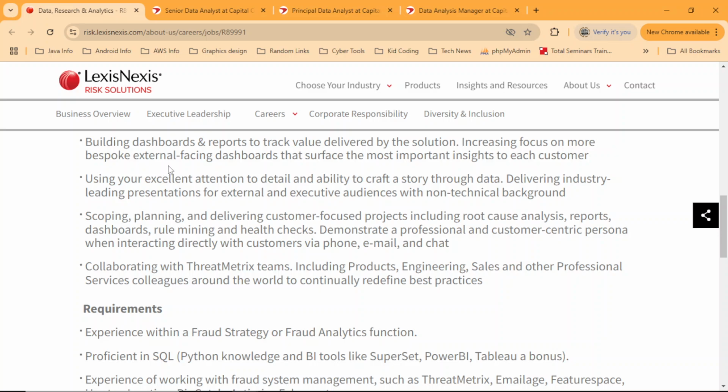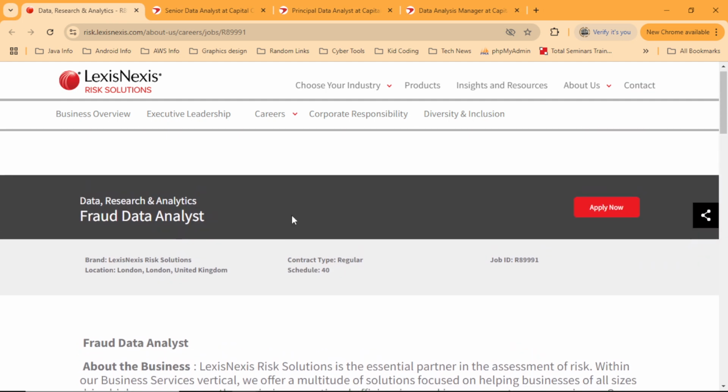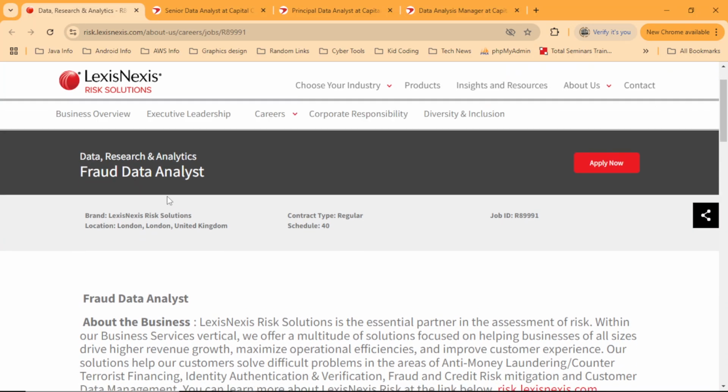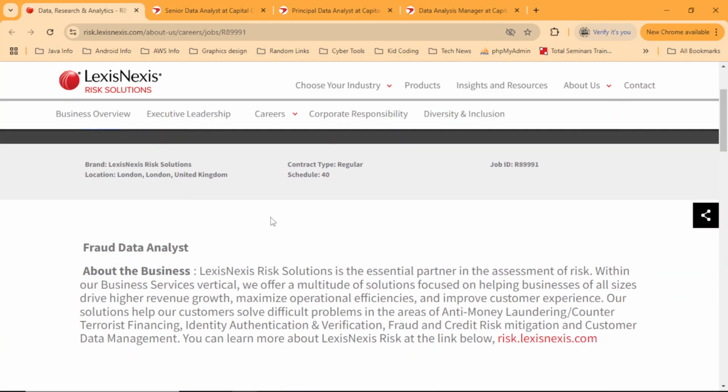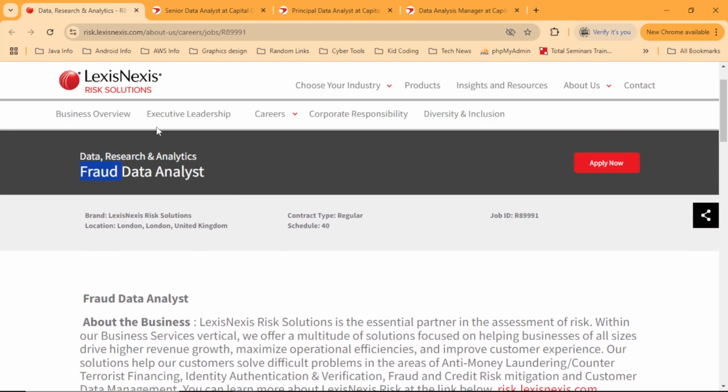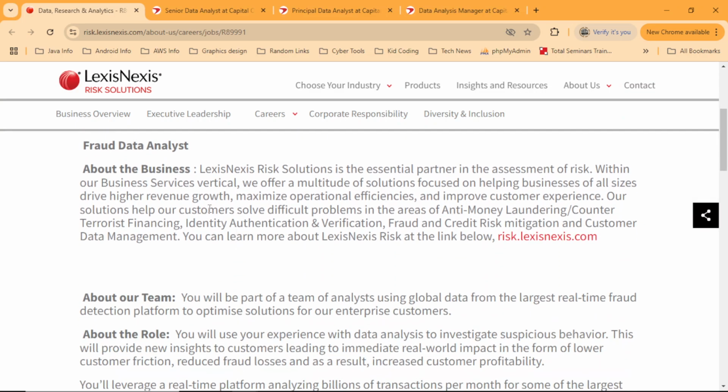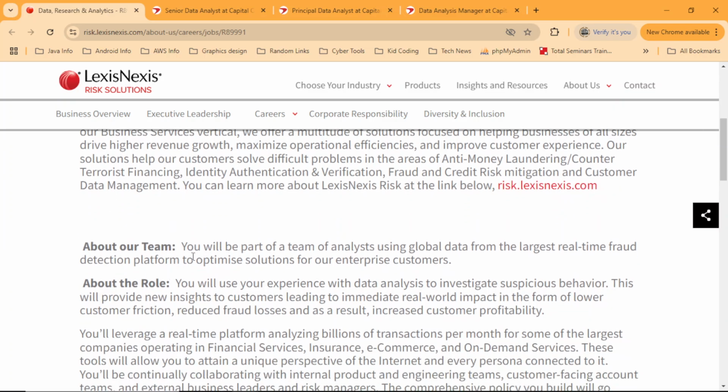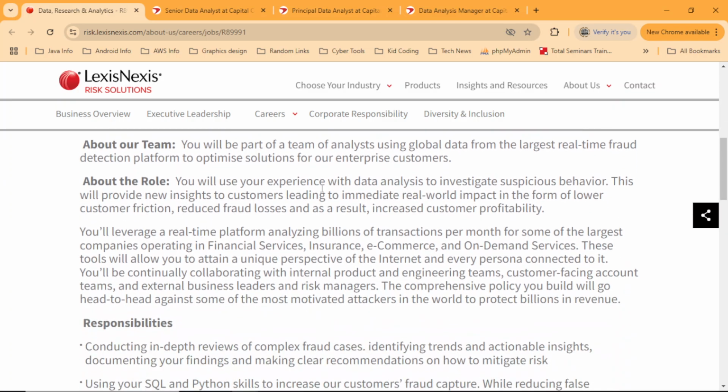So one posting here is for a fraud data analyst. And I like this because it specifies where the domain actually is. You need to have some type of understanding in fraud, and this is LexisNexis, and this is in the UK. So they tell you about the business, about the team, about the role. Experienced data analysts to investigate suspicious behavior. This will provide new insights to customers, leading to immediate... So it goes on and on. It talks about the role.